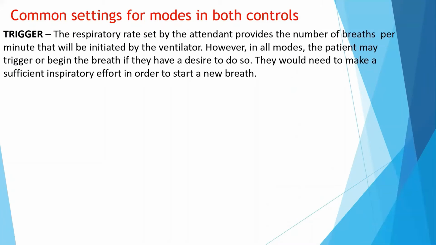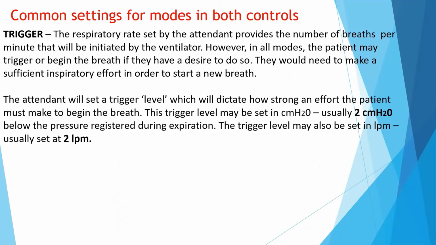Common settings for both modes in both controls. Trigger. The respiratory rate set by the attendant provides the number of breaths per minute that will be initiated by the ventilator. However, in all modes, the patient may trigger or begin the breath if they have a desire to do so in addition to the set rate. They would need to make a sufficient inspiratory effort in order to start a new breath.